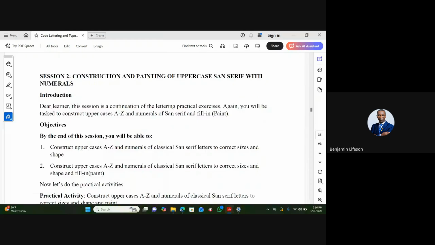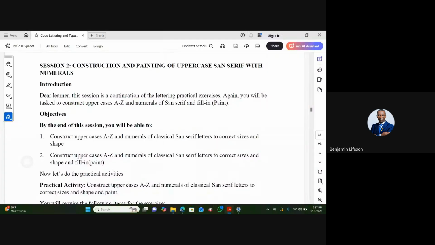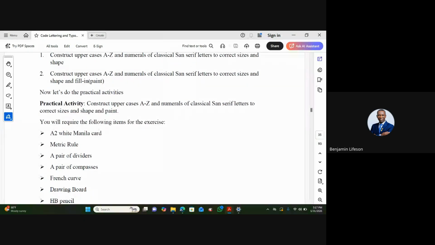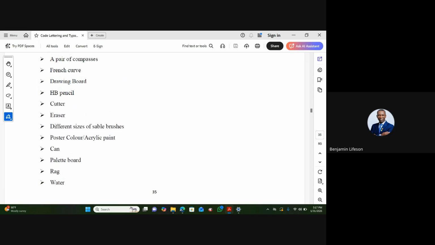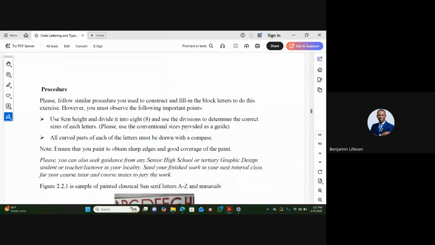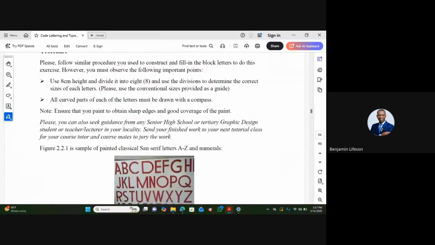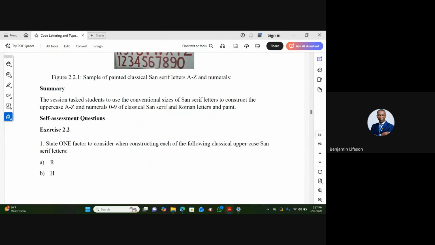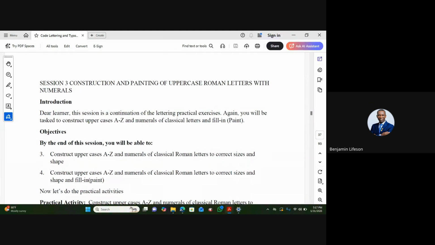Then we come to the construction of uppercase again, this time sans serifs. So the sans serif, we don't want to see any serifs this time. Try your hands on it. I'm not going to engage you with all this. Just pick one and demonstrate it, either the first one or the second one. That is the practical activities. Just pick one and do that for us.